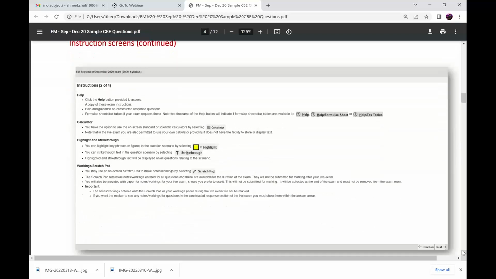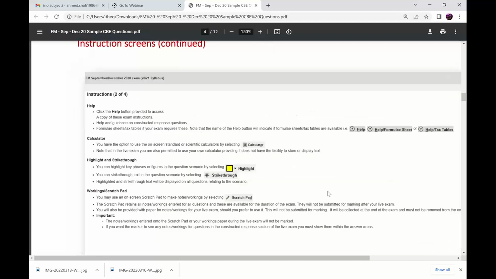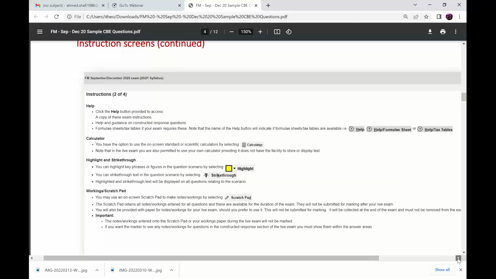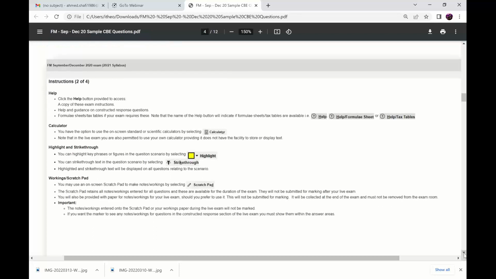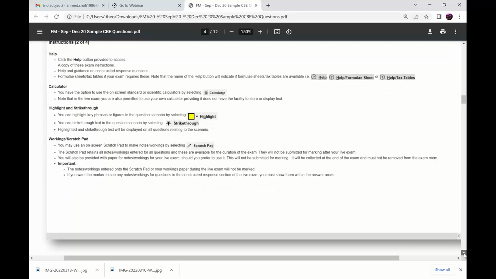Then there is another page of instructions that if you need help, you should click the help button. Then calculator, where is the calculator? Highlight and strike through, working and scratch pads. Every instruction is given. If you want to go into the exam and not spend time reading that, you can always open the past papers on the ACCA website and read these instructions.